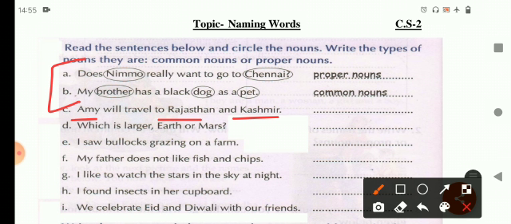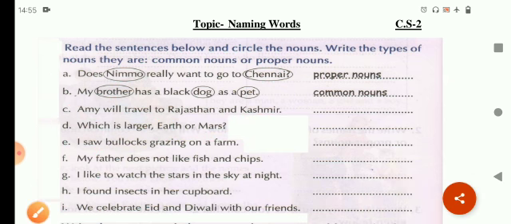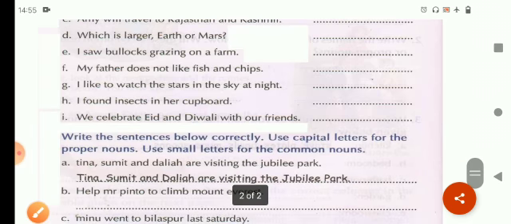Then which is larger, Earth or Mars? Again both are proper noun, Earth, Mars. Next is I saw bullocks grazing on a farm. Bullocks, common noun. Farm, common noun. Now in this way you can complete the rest of the sentences and name the kinds in the sentences.